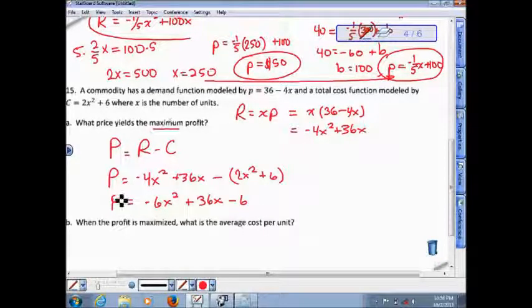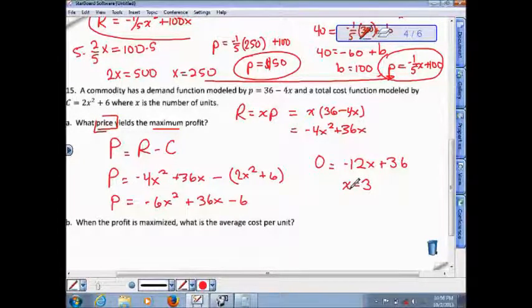Now to maximize profit, we need to take the first derivative of the profit. So it's going to equal -12x plus 36, which is going to equal 0. Okay, so that equals 0 when x equals 3. This represents a number of units, but again they're asking which price yields the maximum profit. So they have to sell 3 units to receive maximum profit.